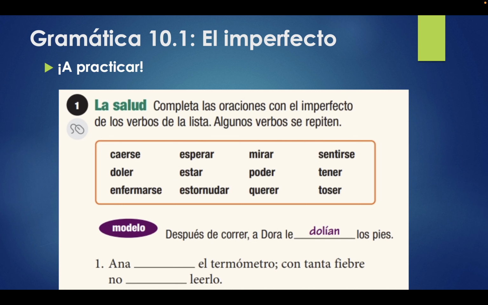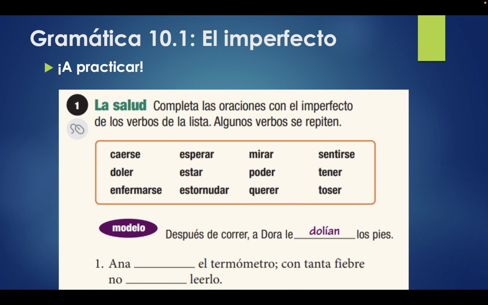Just be careful. Some of these do repeat. This particular reading passage is about la salud, or the health. And in the boxes, you have a few different options to choose from. We have caerse, to fall, doler, to hurt, enfermarse, to get sick, esperar, to hope or to wait, estar, to be, estornudar, to sneeze, mirar, to look, poder, to be able to, querer, to want, sentirse, to feel, tener, to have, and toser, to cough.